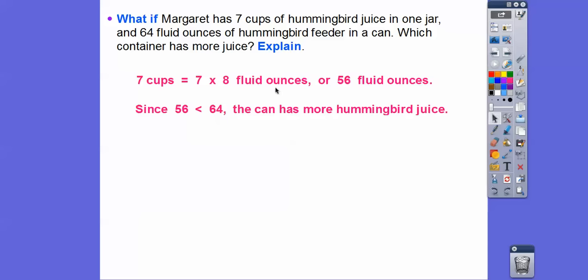Okay, so what we had to do is convert them to the same units, and it's easier to convert from bigger to smaller. So I'm sorry, from the cups down to the fluid ounces right here. So we do 7 times 8, and that'll give us how many fluid ounces. That way they're the same units right there.